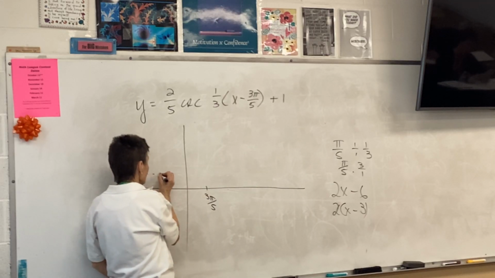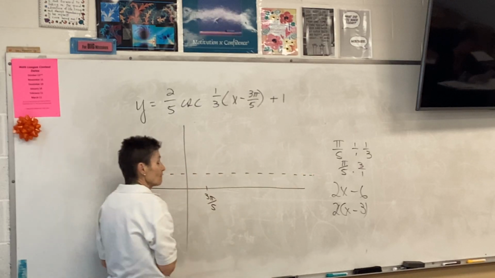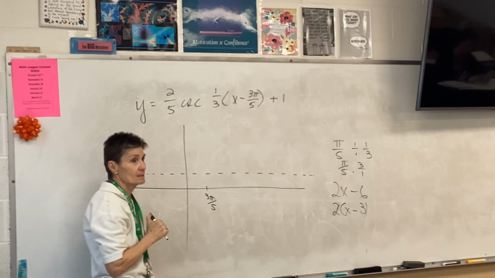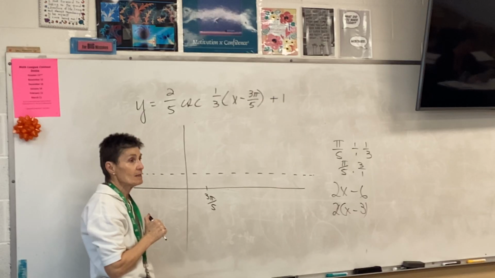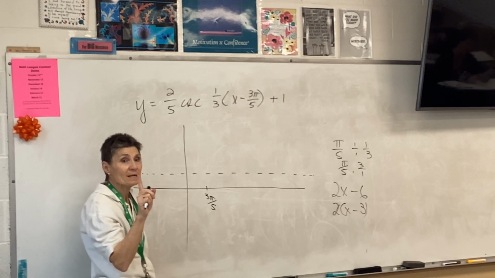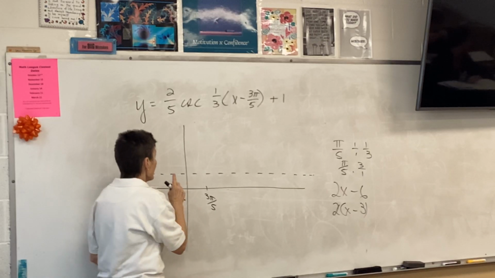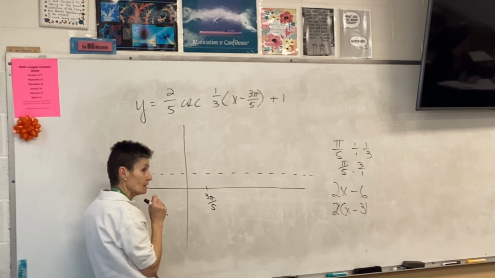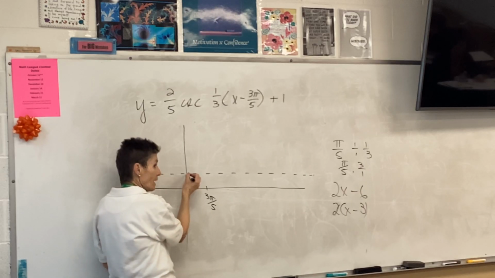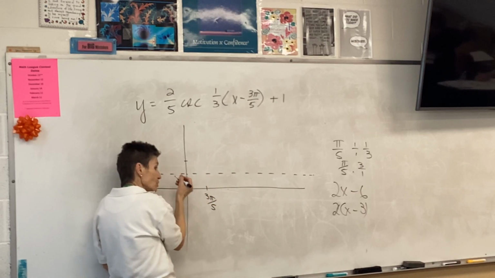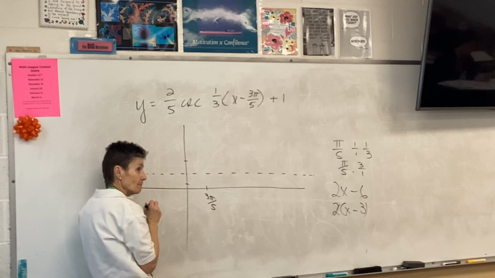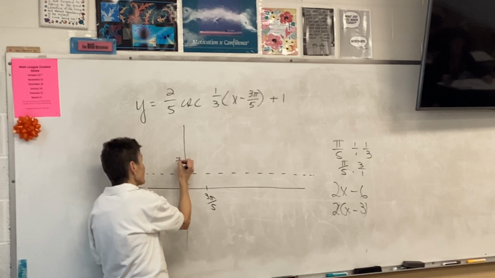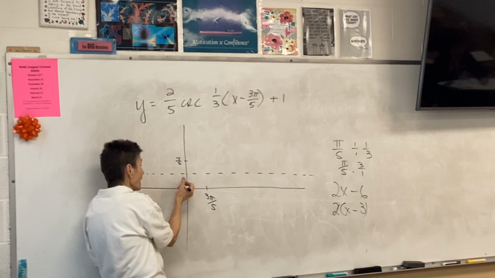I'm up 1, so I'm going to go ahead and move my axis up here. And it's a cosecant, so I'm going to graph a sine. Now, be careful. You have to pay some attention here. What is my amplitude for the sine curve? 2/5. This is 1 now. This is my baseline. So I'm going to go up 2/5 and down 2/5. I'm starting at 1, so this would be 1 plus 2/5, and this would be 1 minus 2/5.